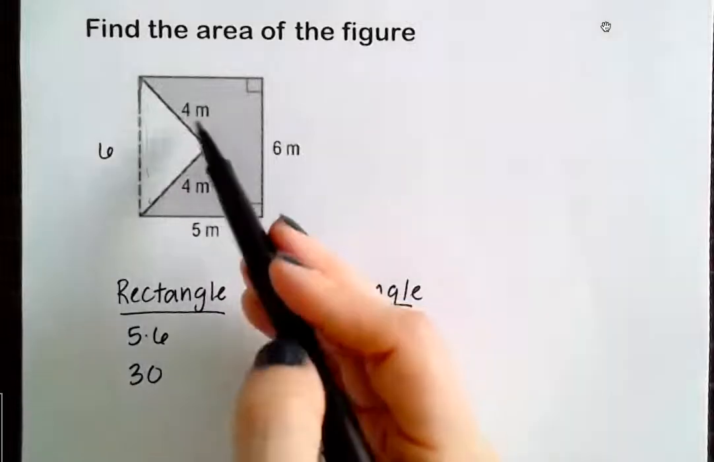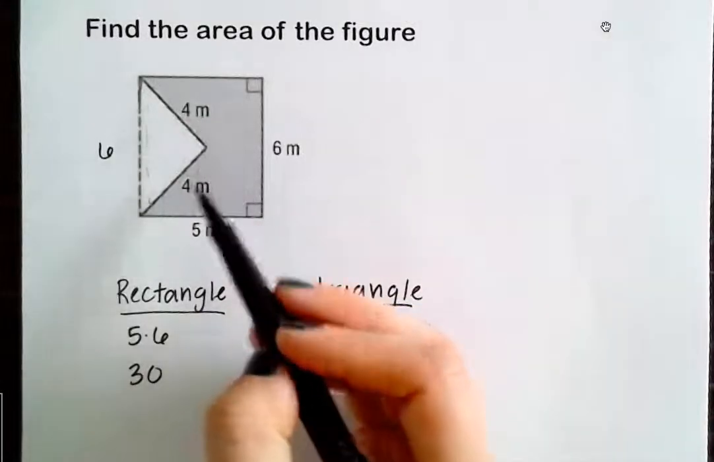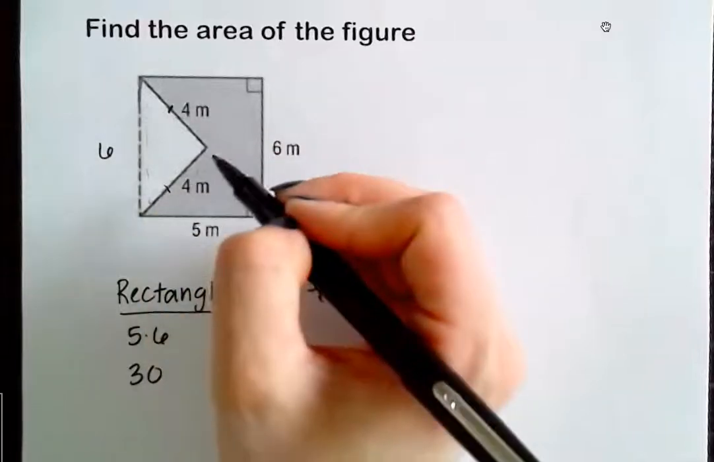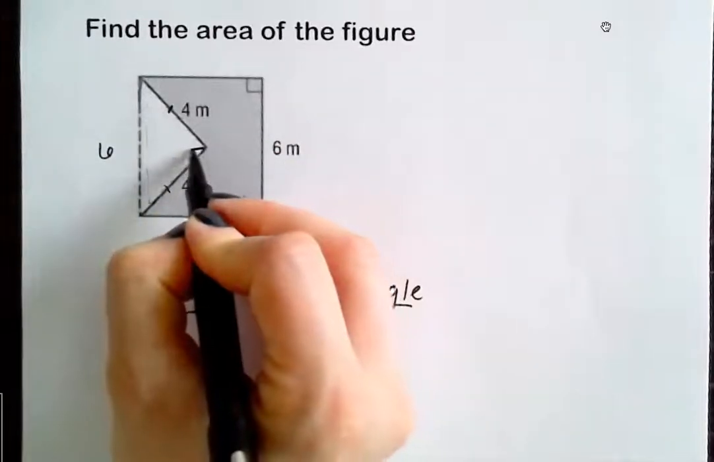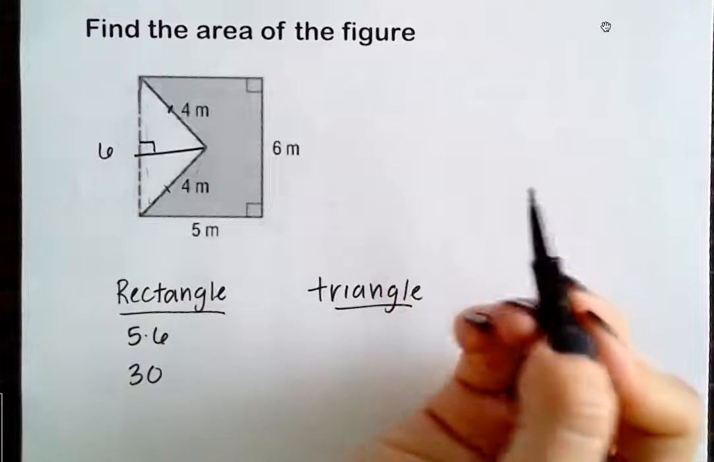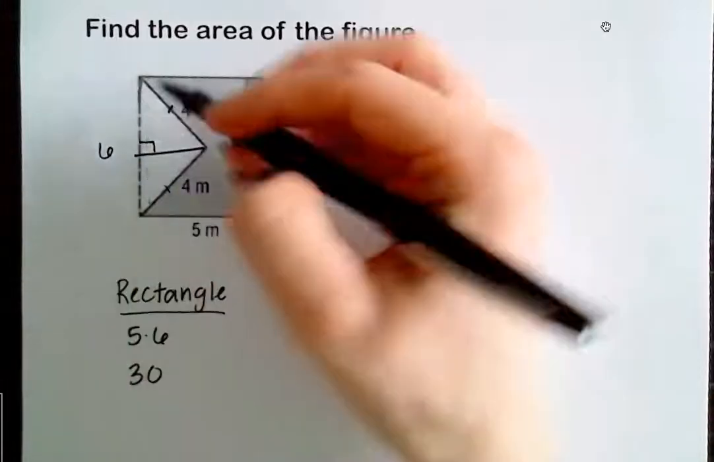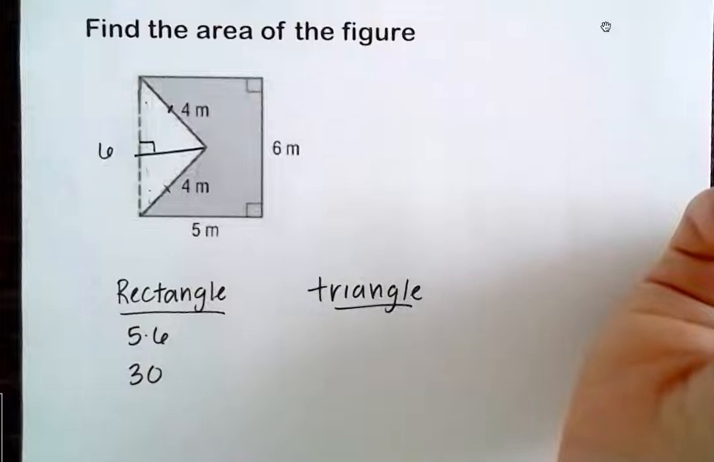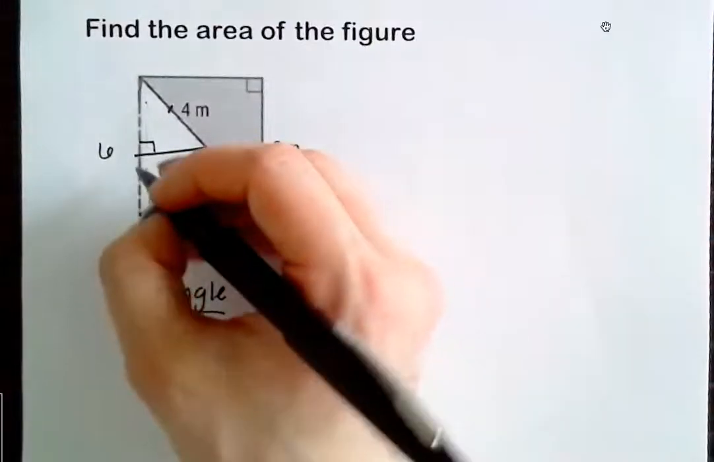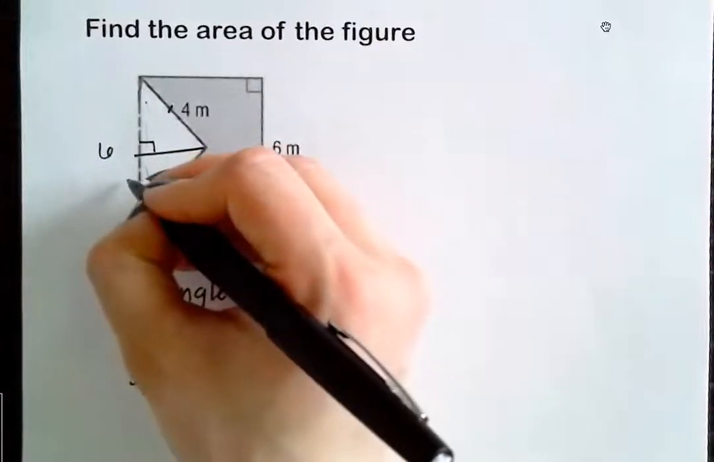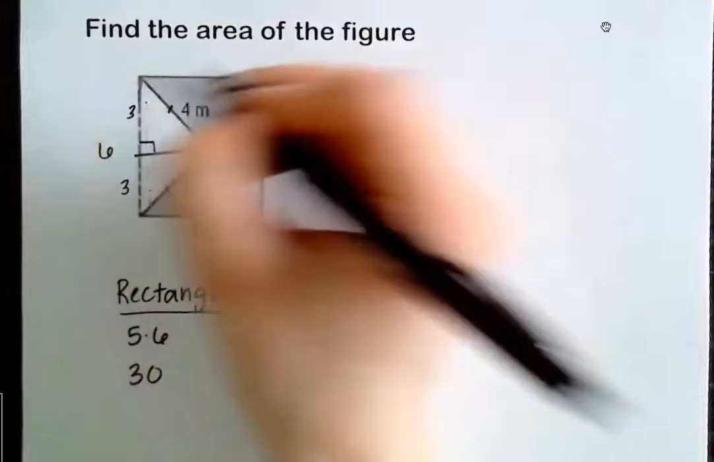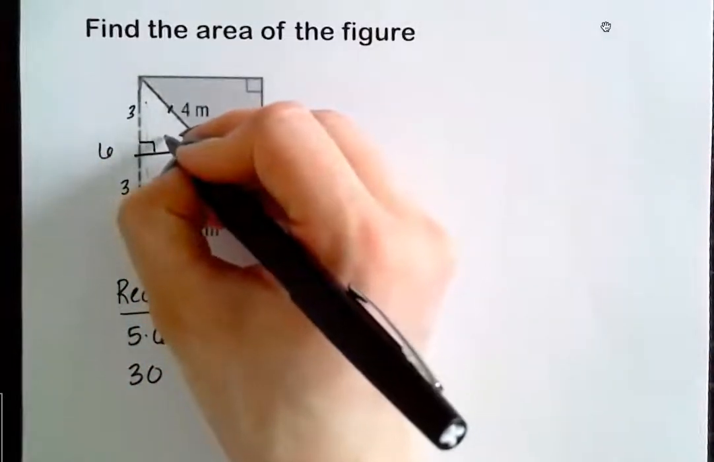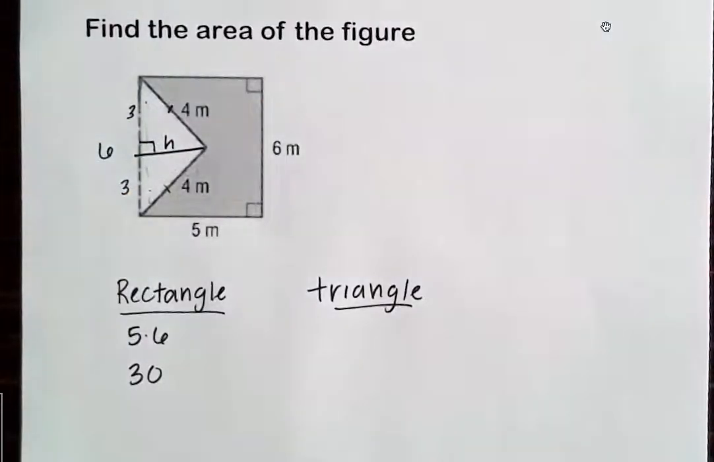But we do know that this is an isosceles triangle, right? Because I have congruent legs here. And if I were to draw in my height, by a property of an isosceles triangle, it would just bisect my base. So then I would know that this guy right here would be 3, and this guy here is 3. And now we can find our height, because we have a right triangle right there.